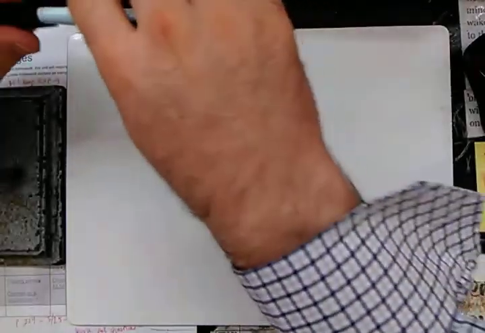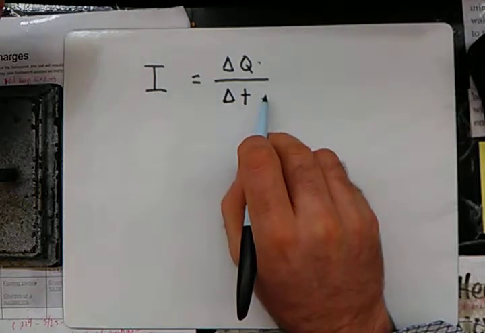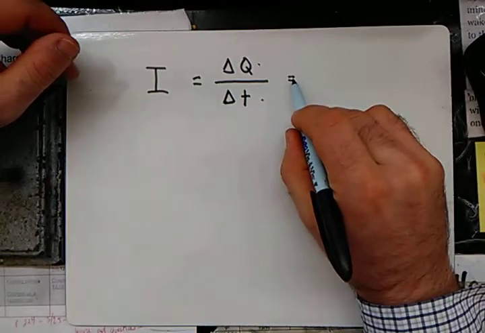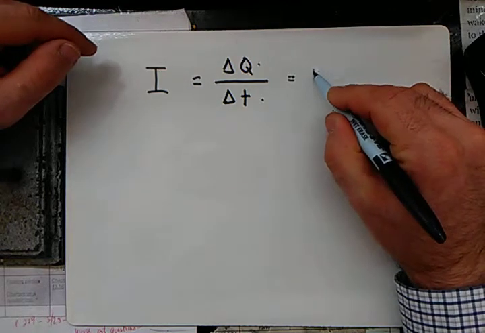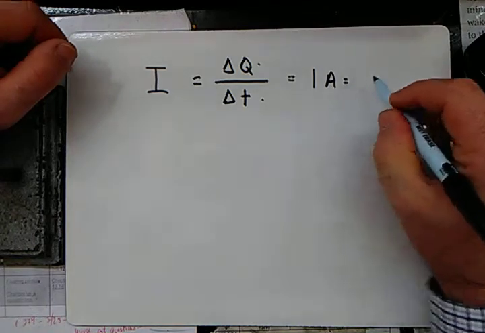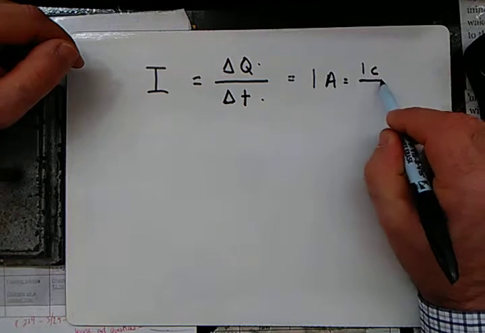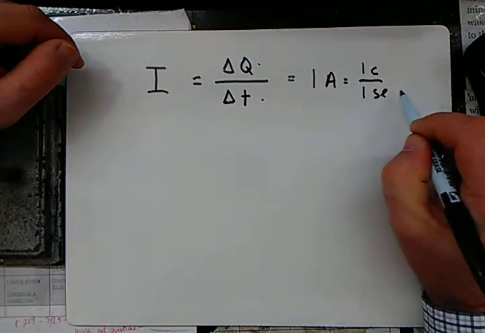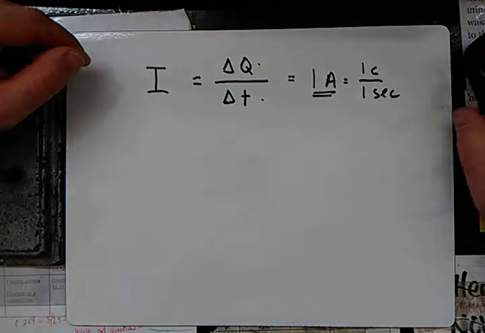So when we look at current equals charge per unit time, the units can be written as amperage. One amp is equivalent to one coulomb per one second. This is often referred to as amperage.